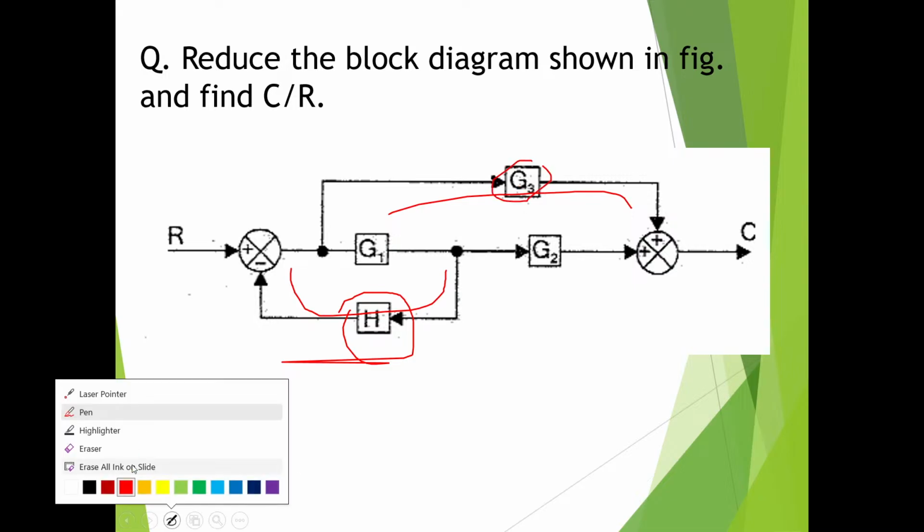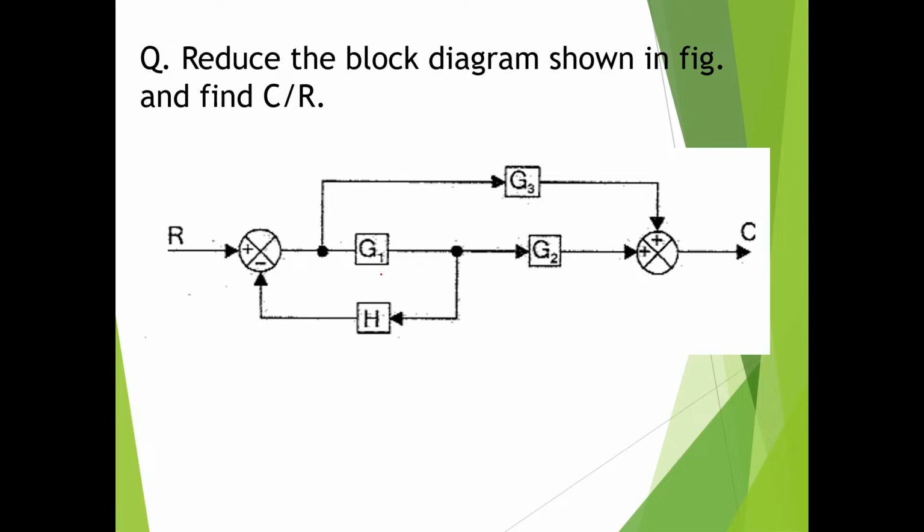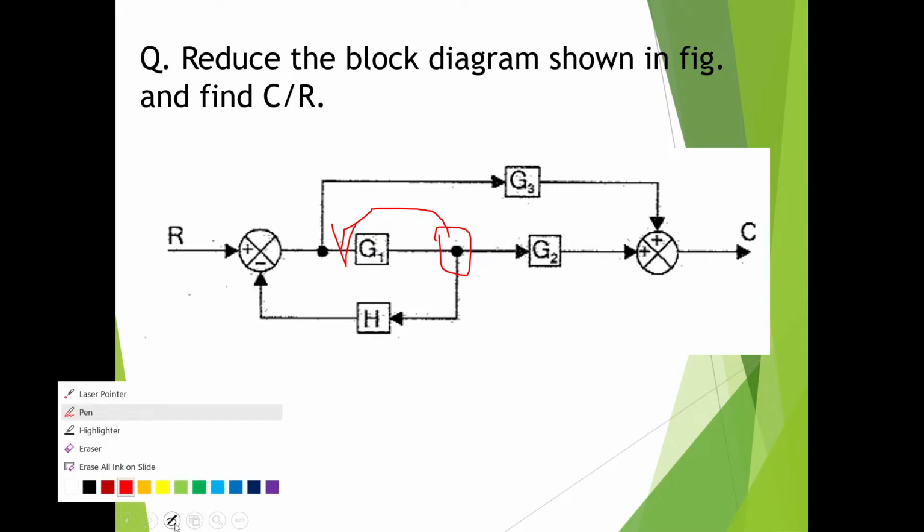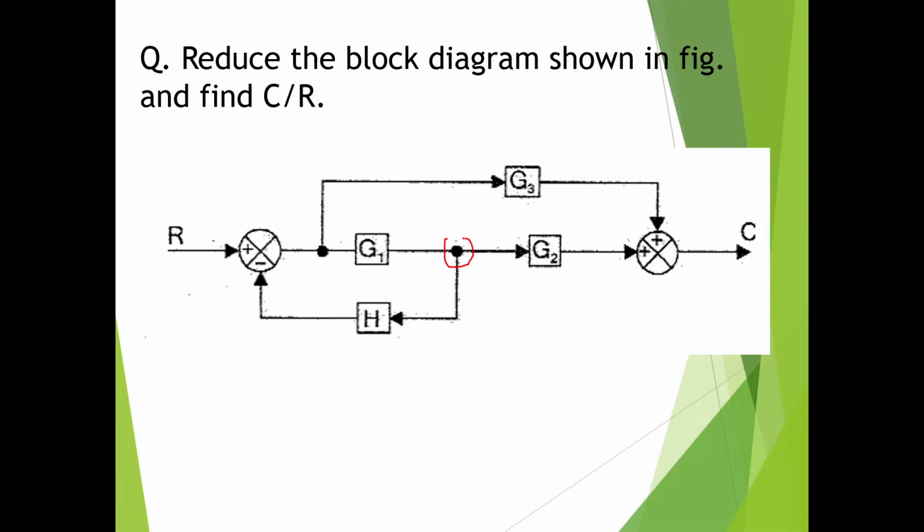So, first of all, we must check the cascade blocks. There are no cascade blocks here. But of course, if this branch point is shifted behind G1, then G1 and G2 will become cascade. That can happen. Or, since everyone will not get the same thought, if this branch point is moved ahead of G2, then also G1 and G2 will become cascade. We can follow either case and we can simplify the given block diagram.